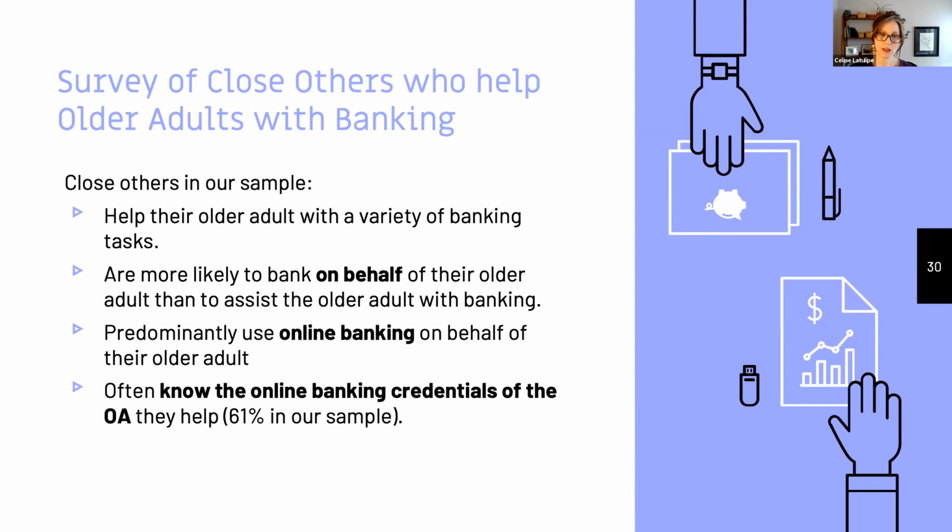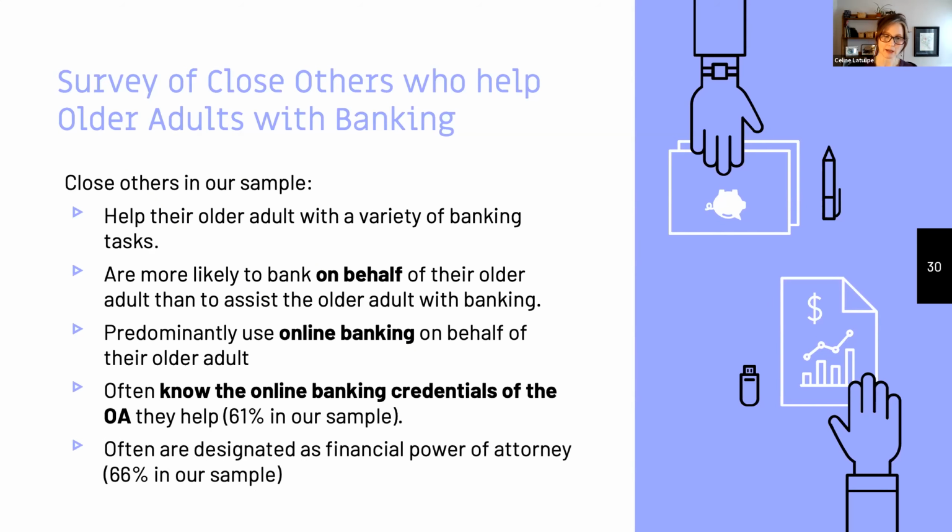And often they know the online banking credentials of the older adult. So they know the older adult's banking password and username, 61% of the participants. Now, that sounds a little bit alarming, but often the people that we surveyed are designated as the financial power of attorney. So the older adult and this person have gone to a lawyer and said, yes, we want this person to be able to do financial transactions on behalf of the older adult. But it wasn't a perfect overlap.